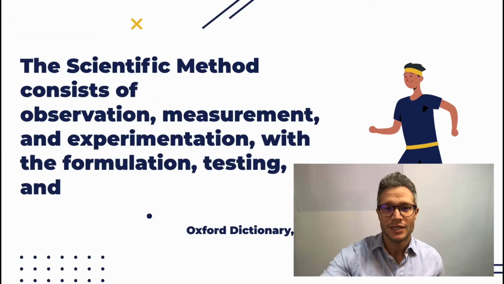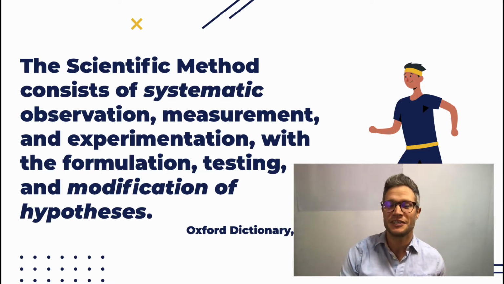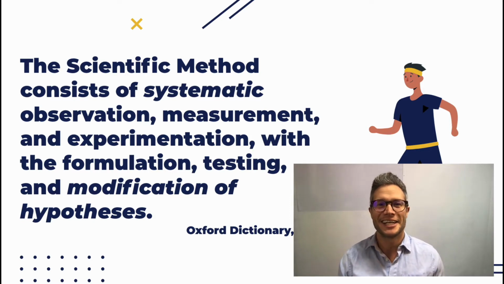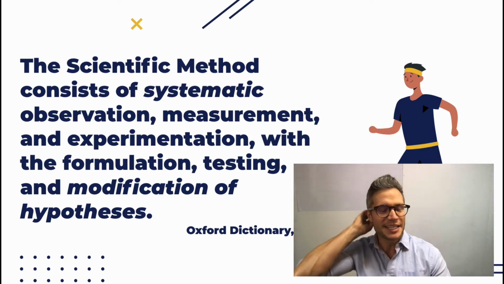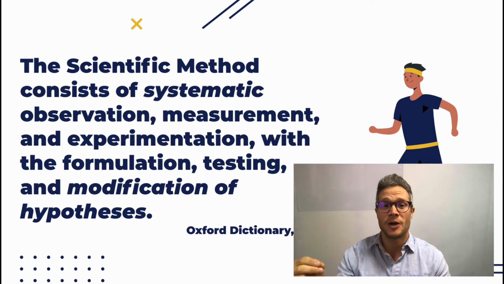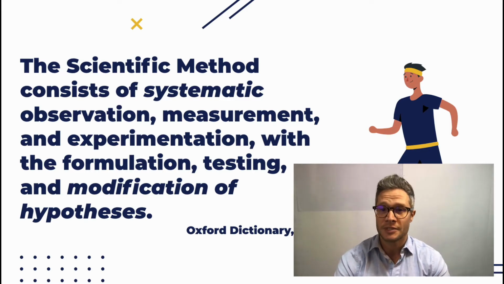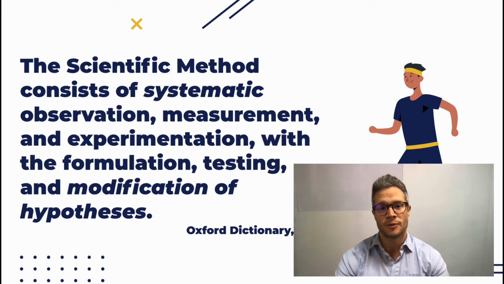So the scientific method consists of systematic observation, measurement, and experimentation with the formulation, testing, and modification of hypotheses. Now, that's a bit of a mouthful, I know, but the main points I want you to take home from this is the systematic approach and the modification of hypotheses. And that's really important when it comes to science and your approach as you go through your labs in developing a scientific approach to learning and observing the world.